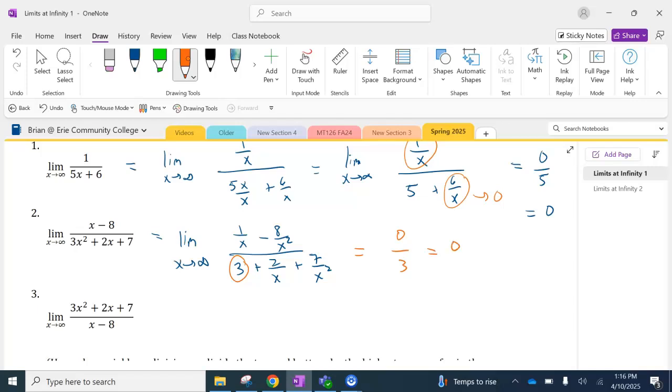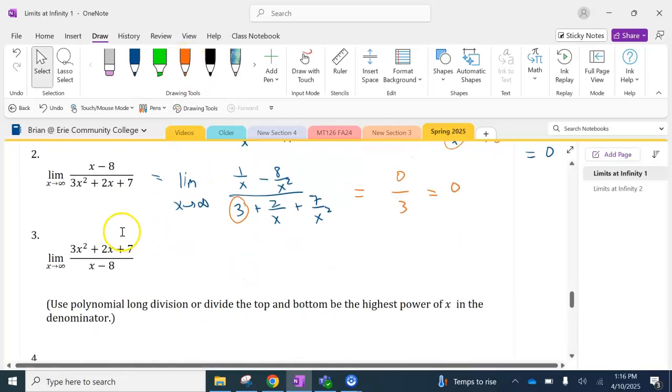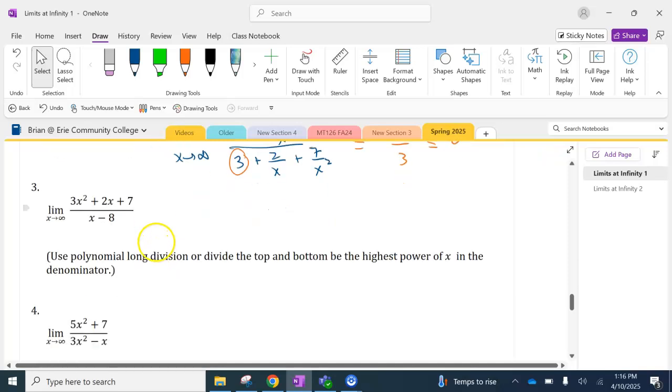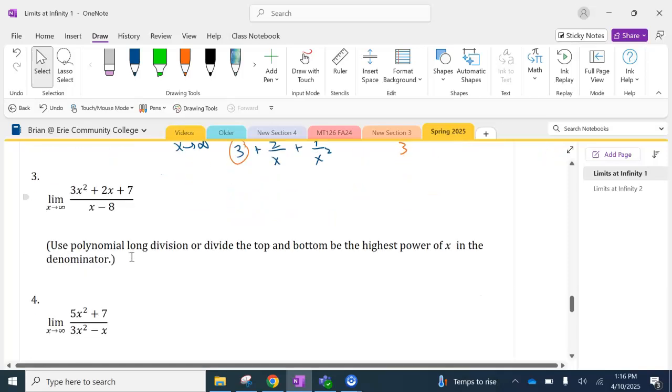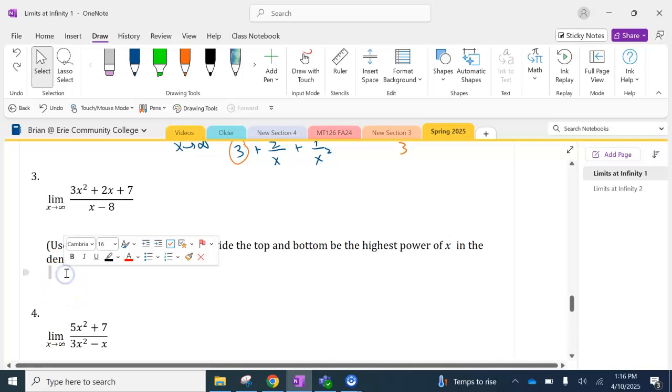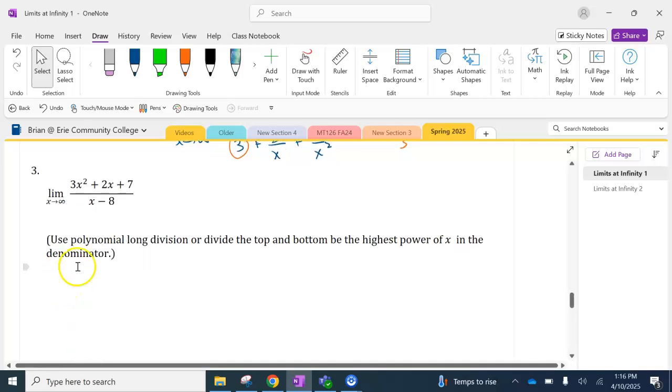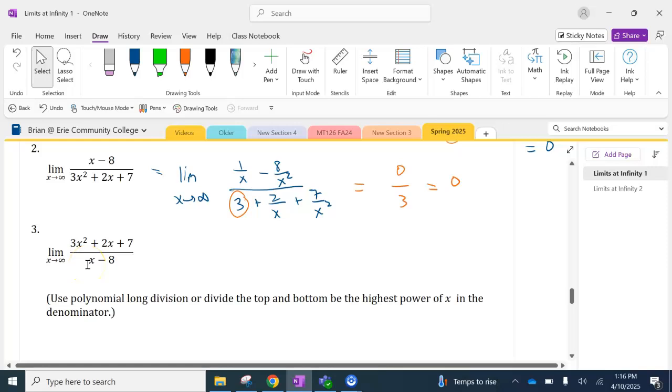Okay, why this is happening: the degree on top is less than the degree of the polynomial on the bottom. The reverse will happen in my third example here. And I mentioned we could do this by using polynomial long division, or we could divide both top and bottom by the highest power of x in the denominator. So let's do that part first, and then we'll look at the long division after that.